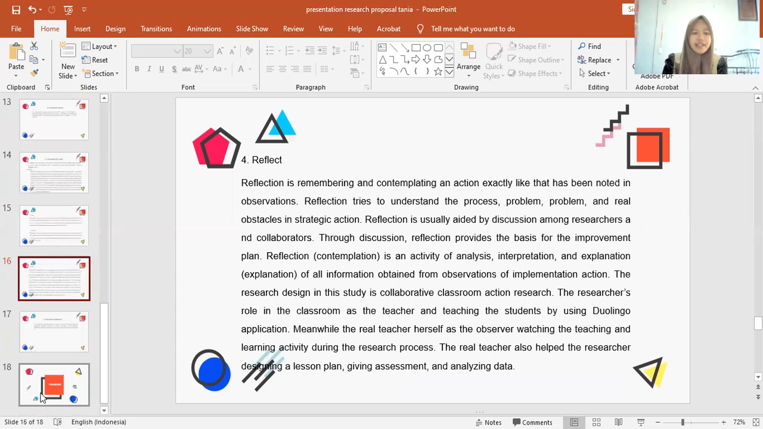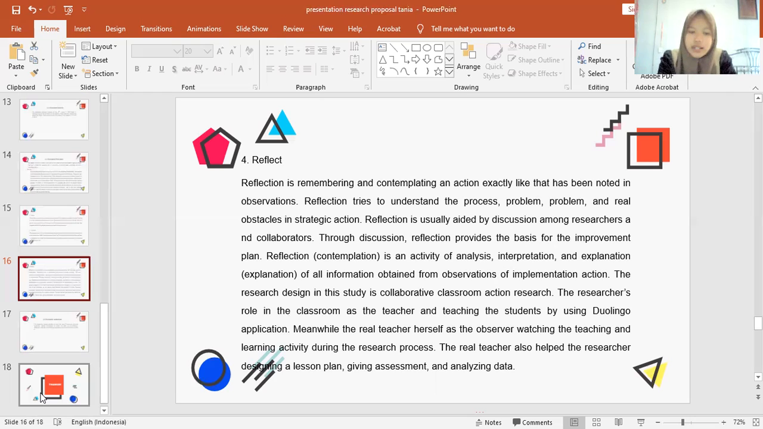And the last, reflect. Reflection is remembering and contemplating an action exactly as it has been noted in observation. Reflection tries to understand the process, problems, and real obstacles in strategic action. Reflection is usually aided by discussion among researchers and collaborators. Through discussion, reflection provides the basis for the improvement plan. Reflection or contemplation is an activity of analysis, interpretation, and explanation of all information obtained from observation of the implementation of the action.